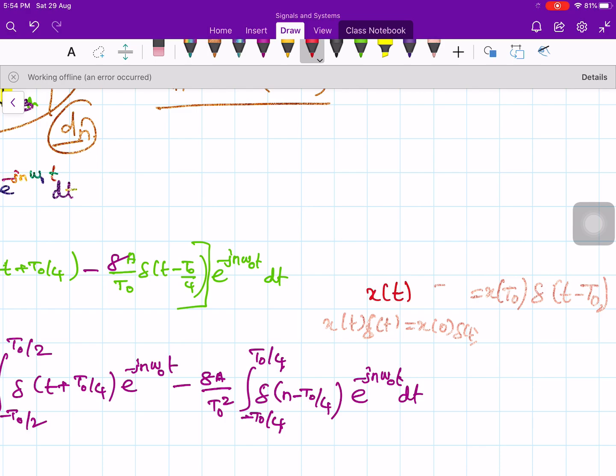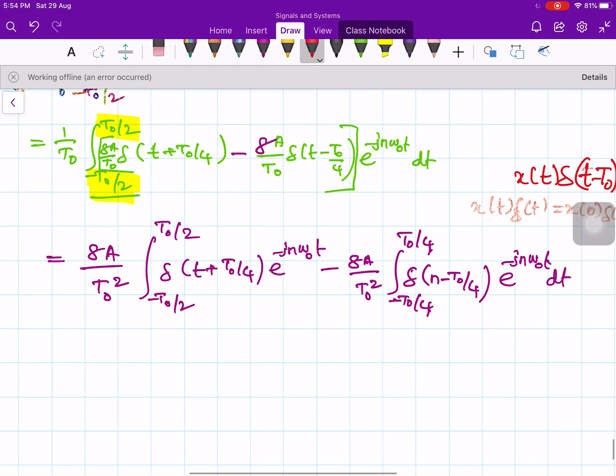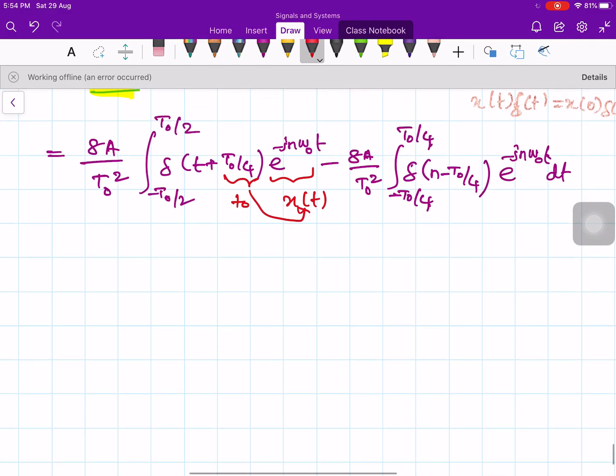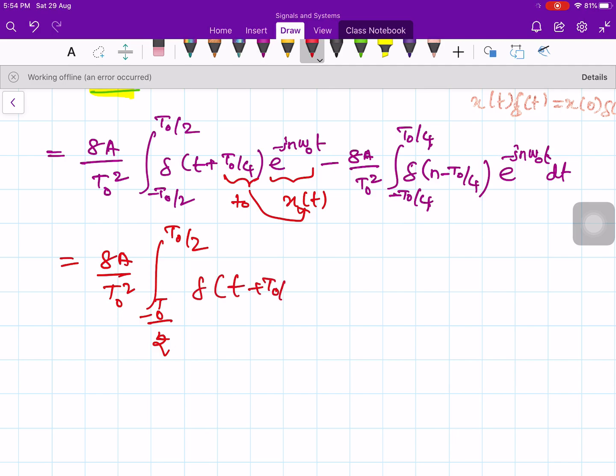x of t times delta of t minus t naught is equal to, like that you can write. Same formula you can substitute here. Let's say this is your x of t, then this is your t naught, so this value will come here. So 8a over t naught square integral of minus t naught over 2 to plus t naught over 2, delta of t plus t naught by 4, e to the minus j n omega naught.